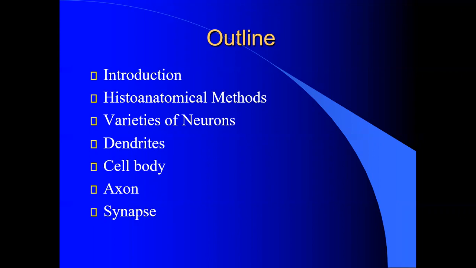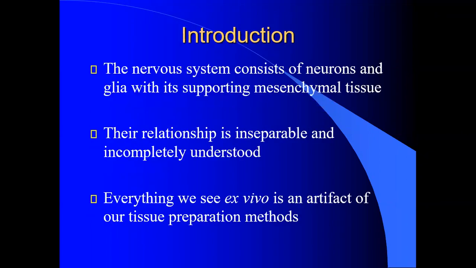We will then look at varieties of neurons in this lecture, and then we're going to take up the cell theory of neuron here, which includes dendrite, cell body, axon, and synapse, and we'll get to all this.